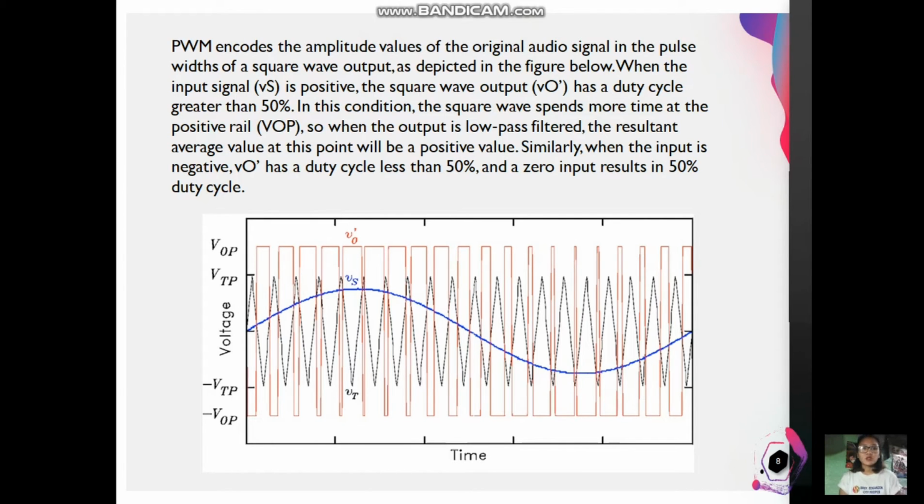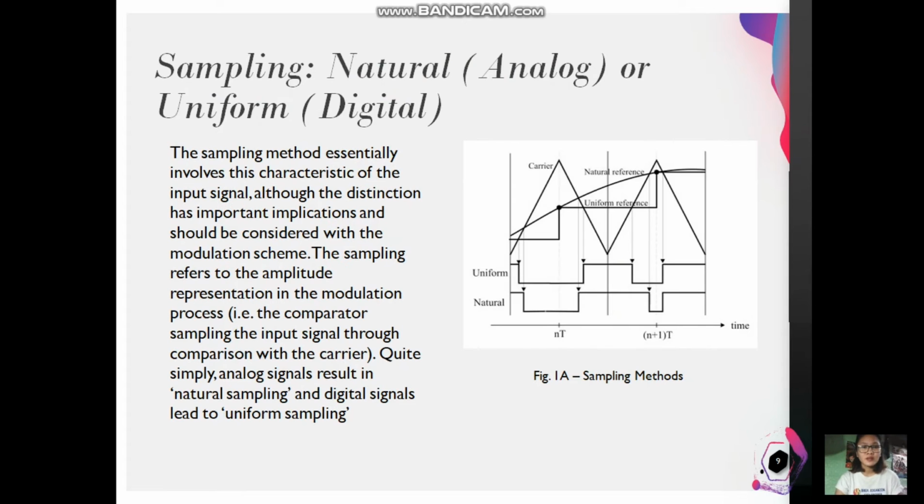Now, PWM encodes the amplitude values of the original audio signal in the pulse width of a square wave output, as depicted in this figure below. When the input signal is positive, the square wave output has a duty cycle greater than 50%. In this condition, the square wave spends more time at the positive rail, so when the output is low-pass filtered, the resultant average value at this point will be a positive value. Similarly, when the input is negative, it has a duty cycle less than 50%, and a zero input results in a 50% duty cycle.